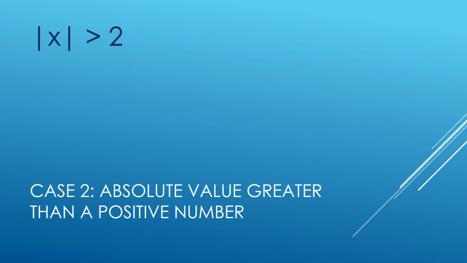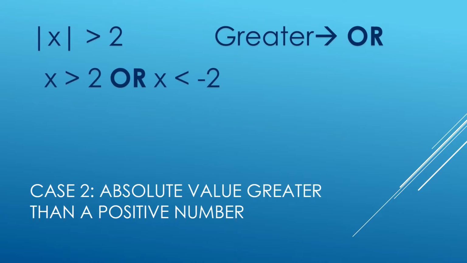Alright, in case 2, we're going to have the absolute value greater than a positive number. In this example, we have the absolute value of x greater than 2. Greater sounds like or. Greater or. So this is going to be an or statement. Again, to get my first inequality, I'm going to drop the absolute value bars. I'll keep the inequality direction the same and repeat the number 2, so x greater than 2. But for my second inequality, once again, I will switch the direction of the inequality. So I'll go from greater than to less than, and I'll take the opposite of the number. So instead of 2, I'll write negative 2.